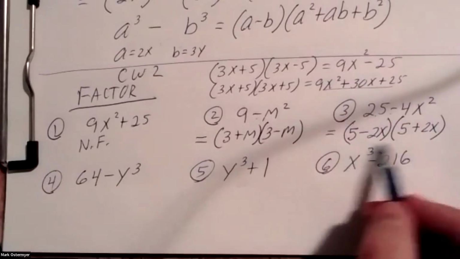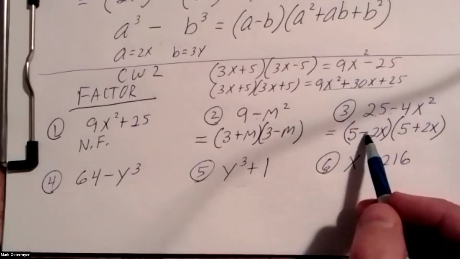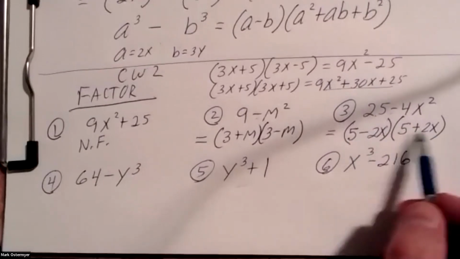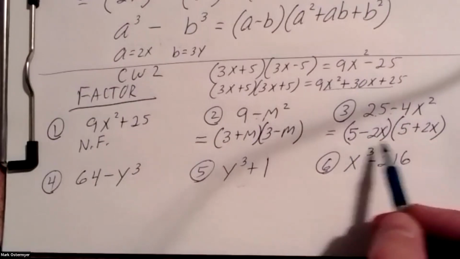Did anybody get that one correct? You could have these signs switched around. You could have the 5 plus 2x here and the 5 minus 2x here. But anybody get this one correct? Yes.